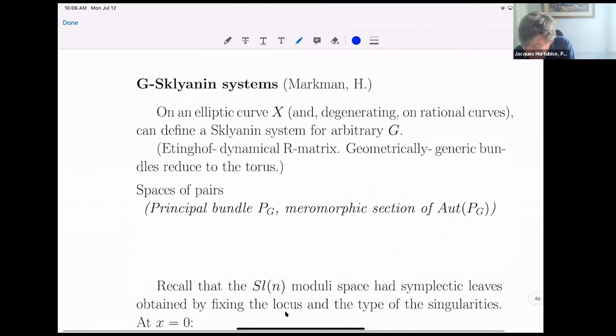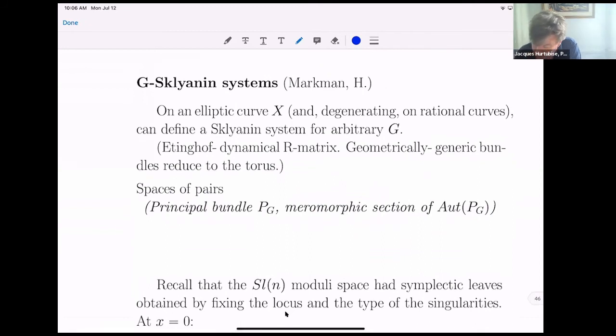Another example that's kind of interesting is you can do, again, this Sklyanin trick, on an elliptic curve. So it works on elliptic curves and rational curves, basically. You can define a Sklyanin bracket for arbitrary groups. And actually, I think I've forgotten Varchenko here. So this is using, computationally, the dynamical R-matrices of Etingof and Varchenko.